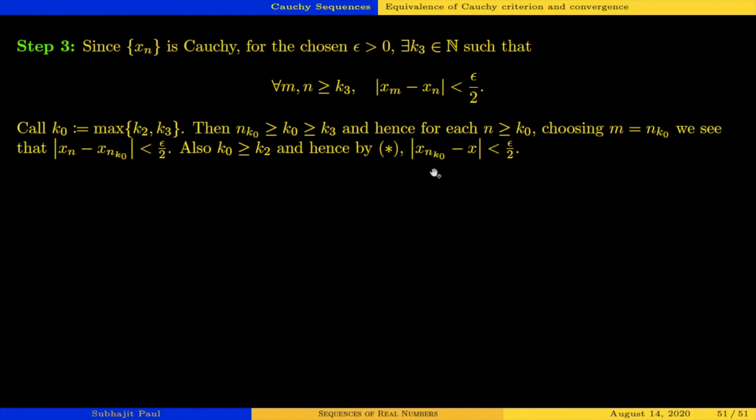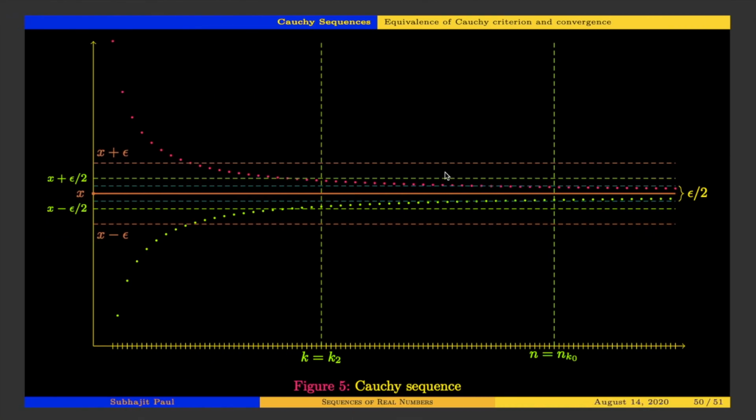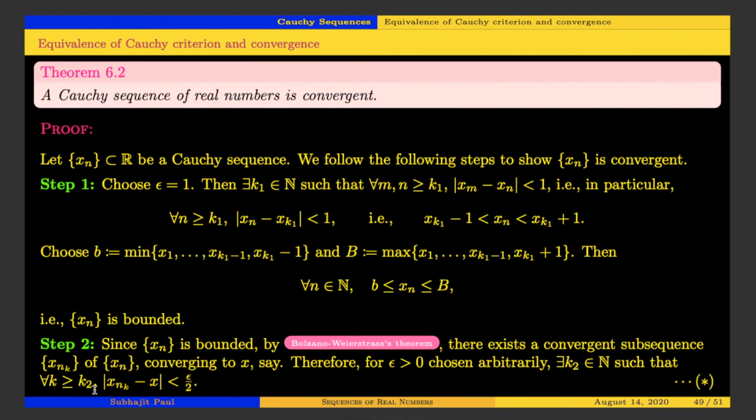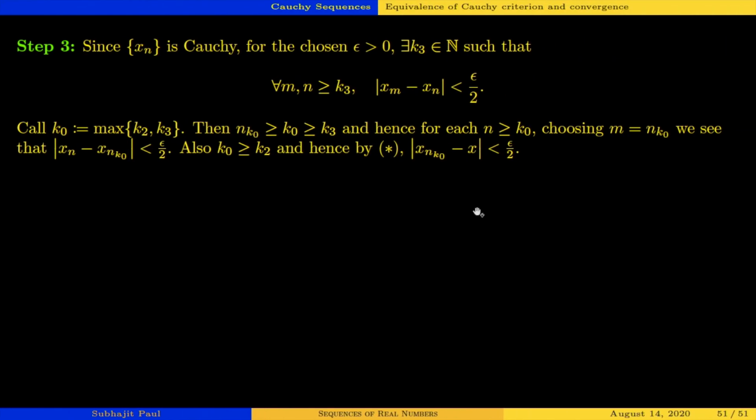So Bolzano-Weierstrass is still there. By star, let's go back over here. So k naught is greater than or equal to K2. So for k greater than k naught, xnk minus x will be less than epsilon by 2. So in particular, if you choose xnk naught, then xnk naught minus x will also be less than epsilon by 2. So therefore by star, xnk naught minus x is less than epsilon by 2. So we are done now.